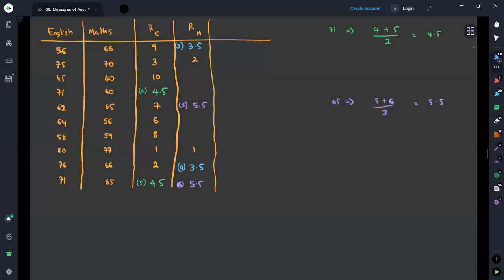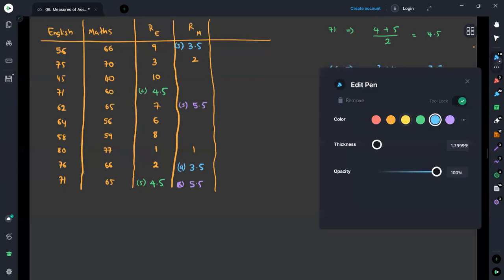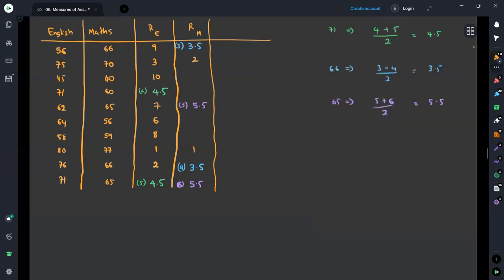I missed writing this as well, so I will write it here. For the value 66, we got the rankings 3 plus 4 over 2, which is why we got 3.5 here. Okay, now we'll continue the calculation. Here we allocated 4, 5 and 6. Then the next highest value is 60, which gives the rank 7. Then 8, 9, and 10. This is the way that we allocate the ranking.